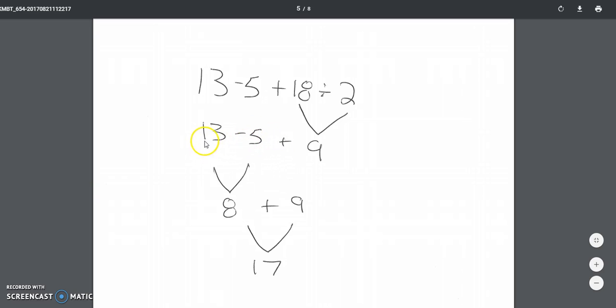So I'm going to take 13 minus 5 and get 8. I bring these down after I subtract, and I have 8 plus 9 left. 8 plus 9 is 17. So using PEMDAS, you can see where I did my multiplying and dividing, and then switched over to adding and subtracting from left to right.